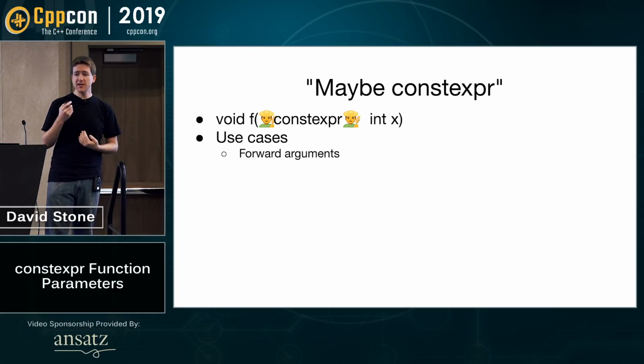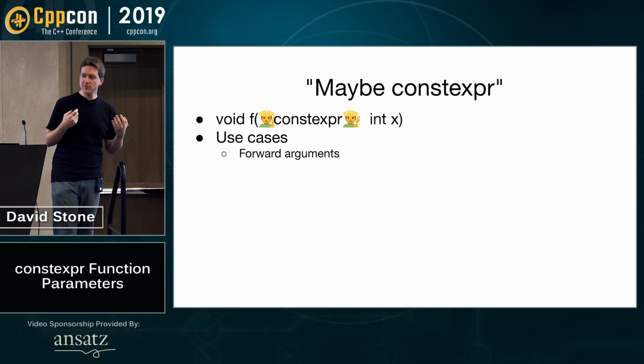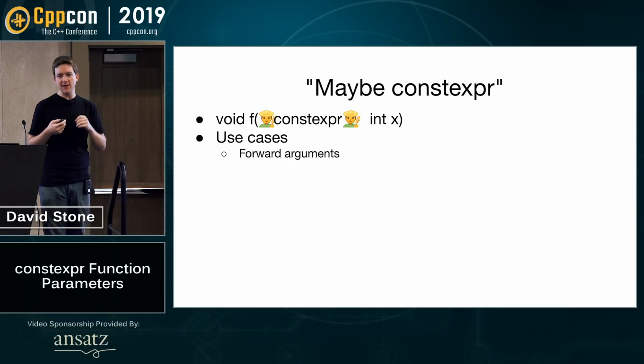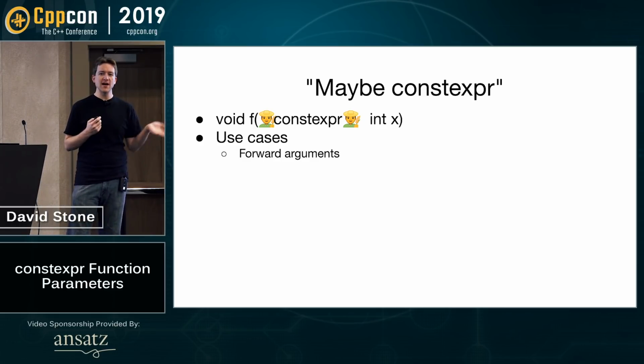Use cases are the ability to forward arguments. This is similar to right now when you have forwarding references or universal references. In a template, if you say T&&, it can be an r-value reference, it can be an l-value reference, and you call std::forward to say whatever it was, keep it that way.